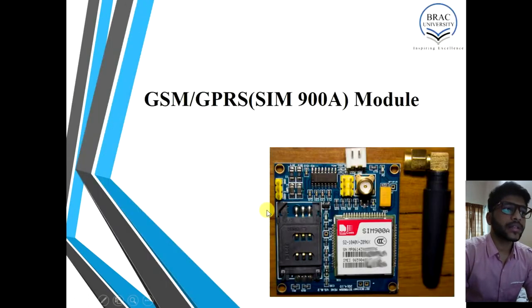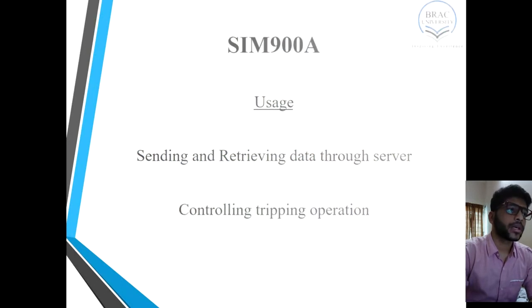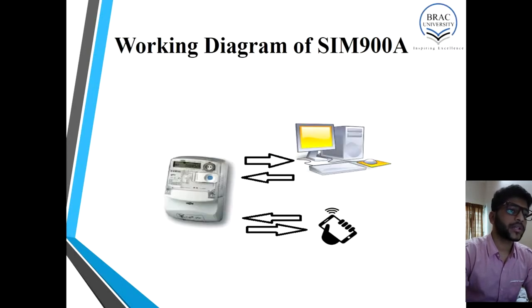This is the GPRS GSM module we have used, SIM900A. We have used this module to send and retrieve data from the server and control tripping operation. This is the working diagram. The meter sends data to the server and the user can access the server from the internet.